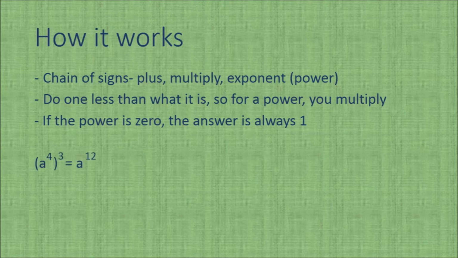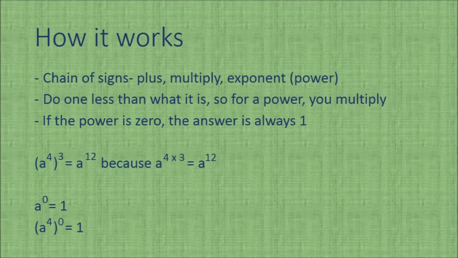Alright, so let's look at an example. If you have a to the 4th, in parentheses, and a to the 4th is to the 3rd, when you do that, you should get a to the 12th. This is so because when you do 4 times 3, because a to the 4th is raised to the 3rd, so it's an exponent on an exponent, you will multiply because it's one less than the ladder. So 4 times 3 is 12, so that's how you get a to the 12th.